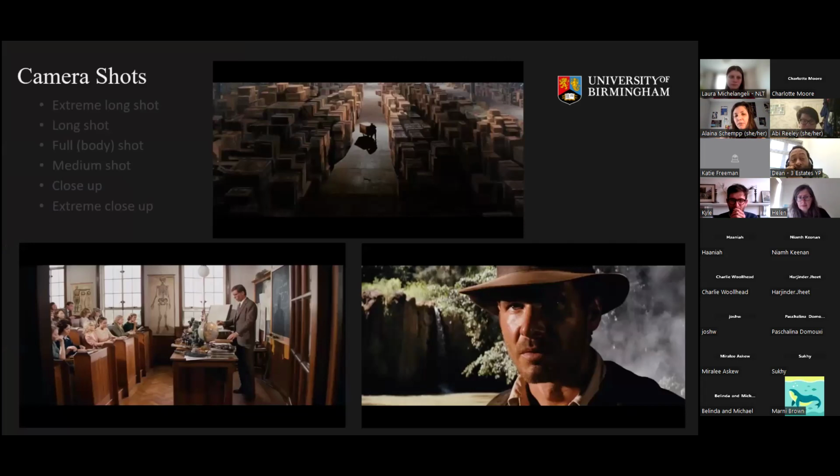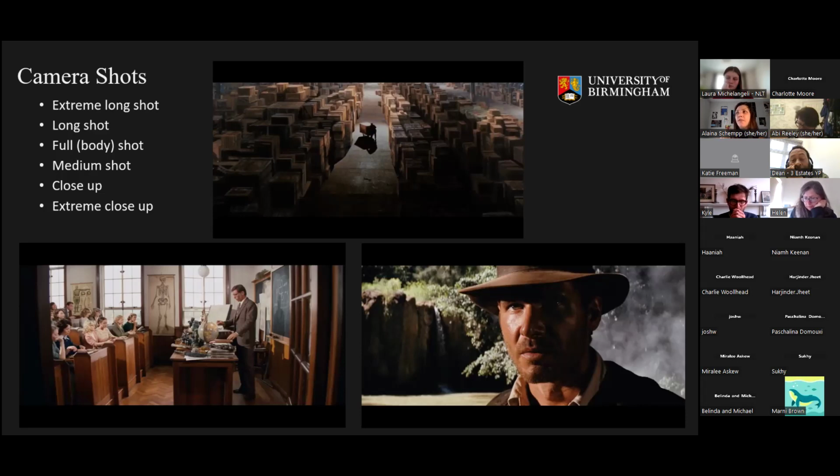Here we have some examples from the movie Indiana Jones demonstrating different kinds of camera shots. All of these are possibilities, right? So in the example that I gave where someone might be filming a story about their mother, maybe they want to film a close-up of her handbag, and so they would make it a close-up.